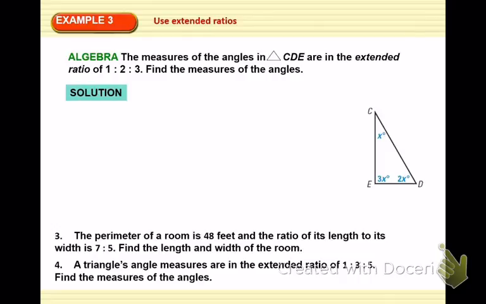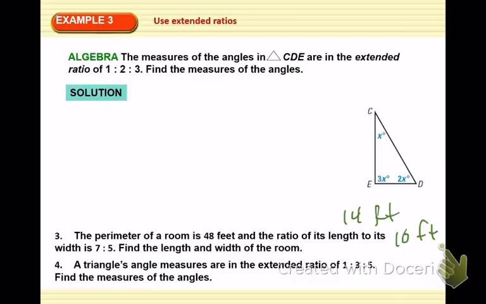All right, so what did you come up with? Okay. Here, the length and width of the room are going to be 14 feet and 10 feet. If you can't get there, make sure you come find me and we'll discuss it.